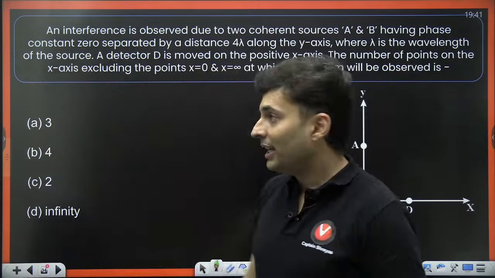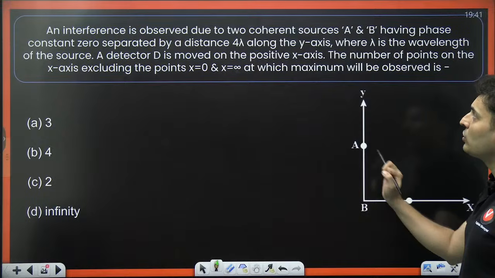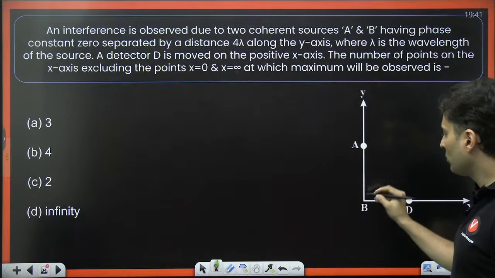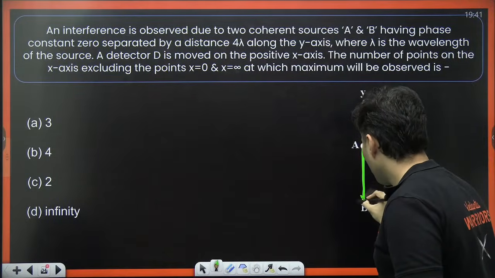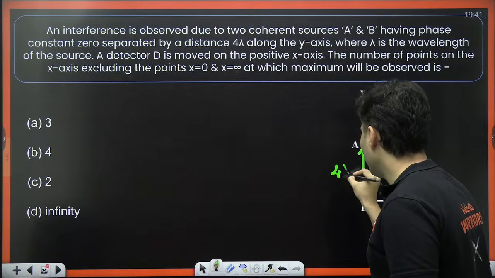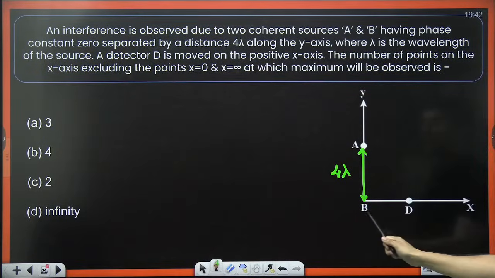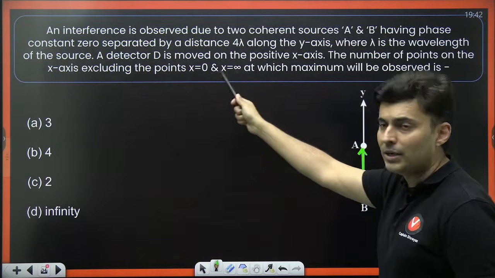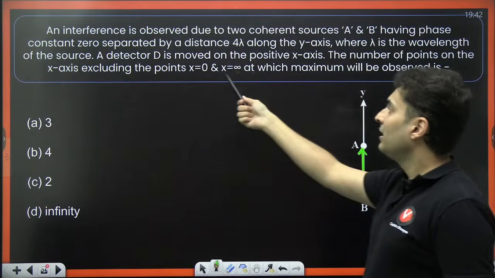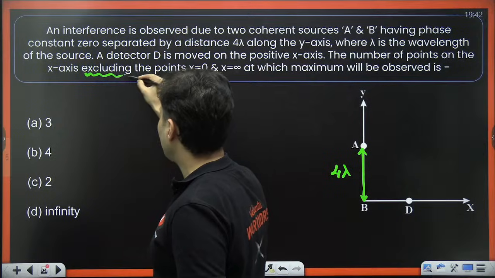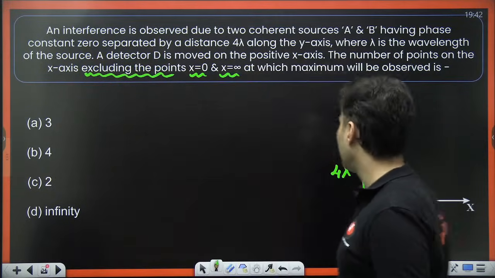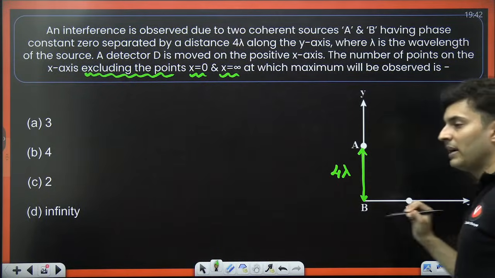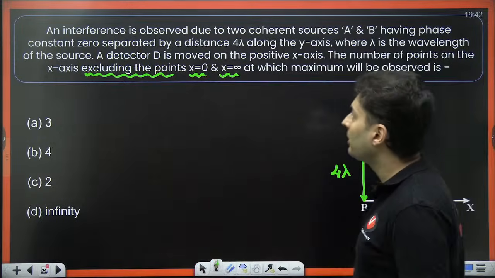Observe this. A and B are two coherent sources. Both of them are separated by a distance of 4 lambda. You choose a point D, a detector D, on the x-axis on the positive side, excluding the points x equals 0 and x equals infinity. So that means you are not at B and you are not at infinity, but somewhere in between on the positive x coordinate.